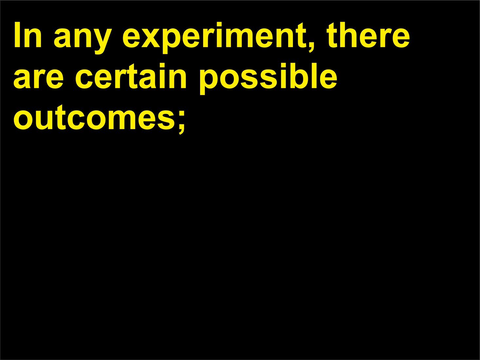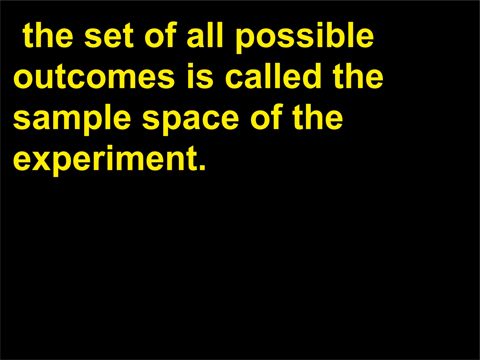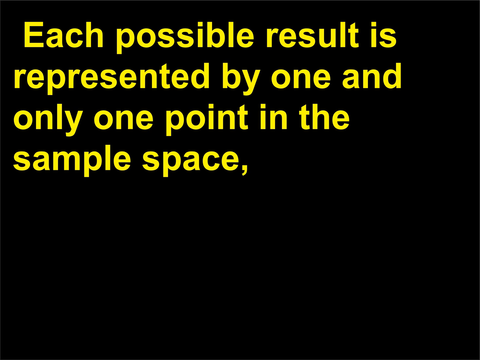In any experiment, there are certain possible outcomes. The set of all possible outcomes is called the sample space of the experiment. Each possible result is represented by one and only one point in the sample space, which is usually denoted by the letter S.